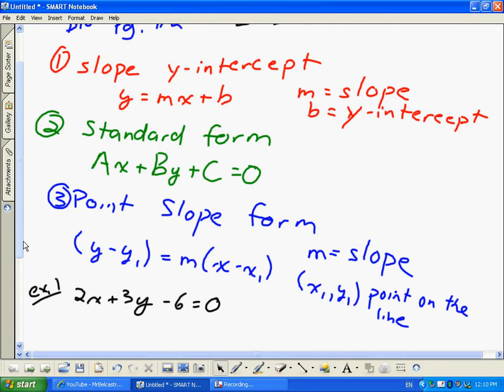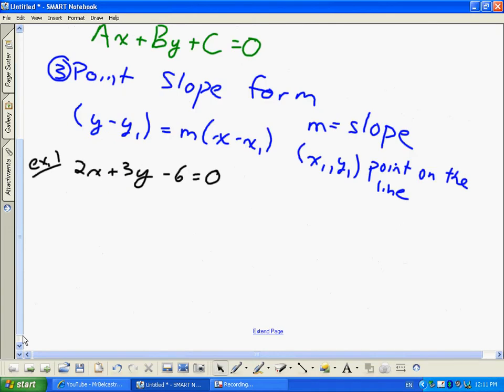Okay? So what we're going to do is we have an example on page 112 in your blue book. If you don't have a blue book, look off somebody's for now. Okay, guys? This is the first example they've given us. 2x plus 3y minus 6 is equal to 0. They say, example 1a says find the slope and the y-intercept of that line.